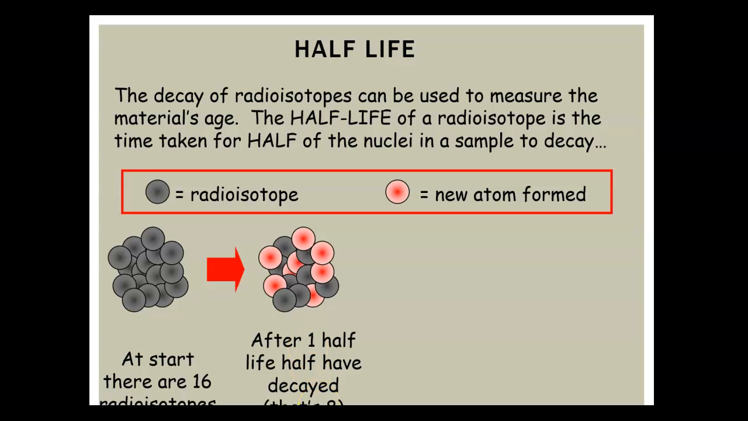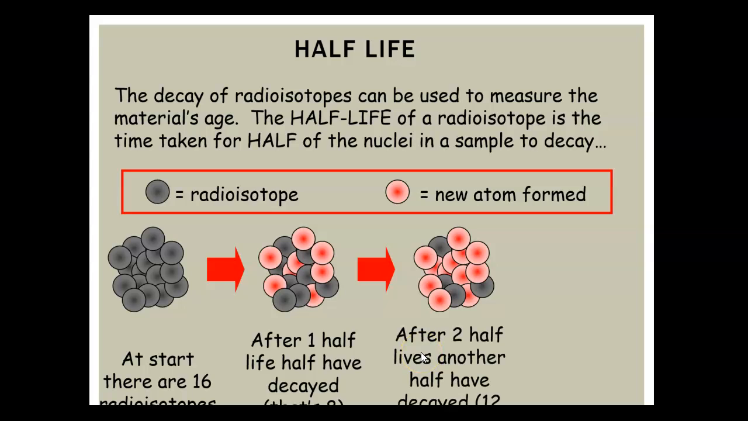Now, after another half-life, you need to look at how many black ones are left, and half of those will decay. So 1, 2, 3, 4, 5, 6, 7, 8. So after another half-life, 4 of them will have decayed. So we've got 4 left, and now we've got the original 8 from here, and then another 4. So 12.